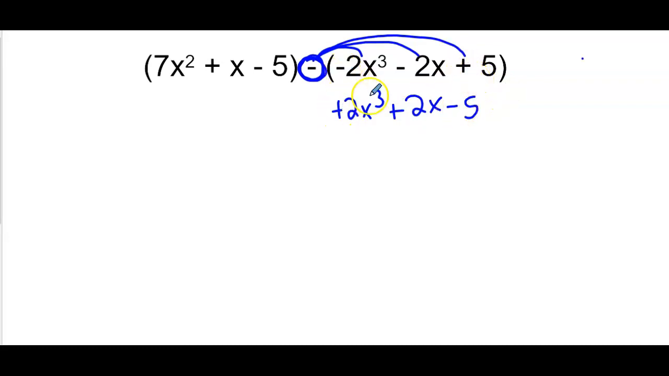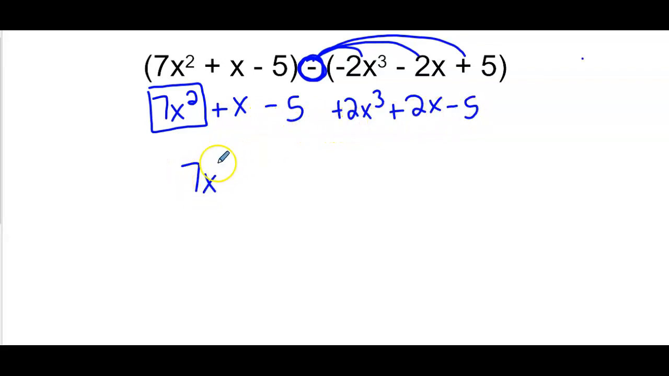If it's negative, it becomes positive. If it's positive, it becomes negative. And you're only doing it to the back parentheses because that's what you're distributing to. The first parentheses just stays the exact same. I'm just going to write it down, bring it straight down. And now we're going to combine like terms. I have 7x squared, so I'm looking for other x squareds. There aren't any others, so I'm going to go ahead and write that down.